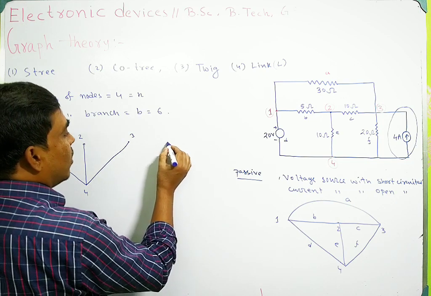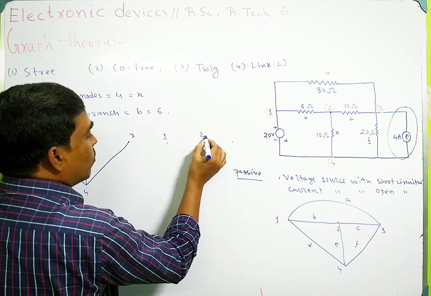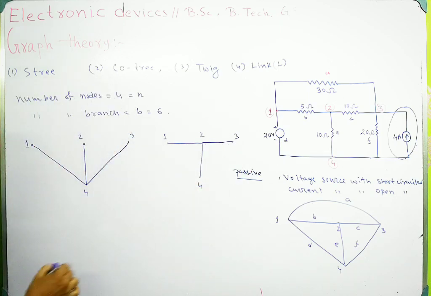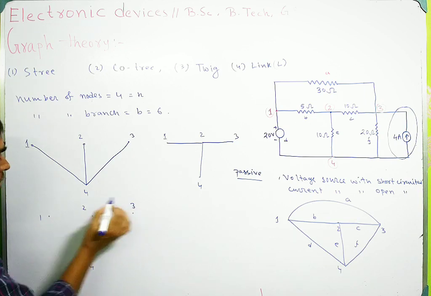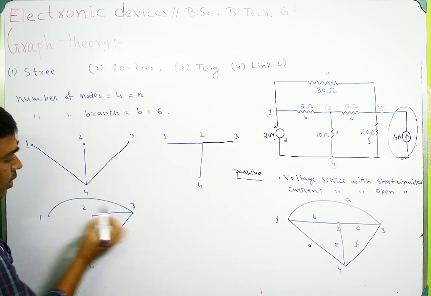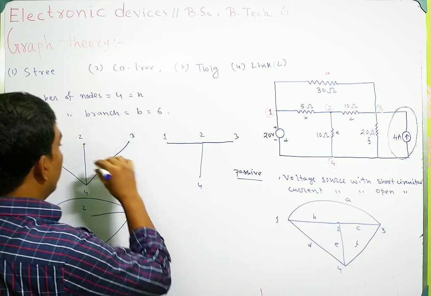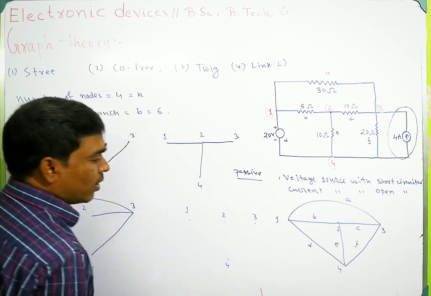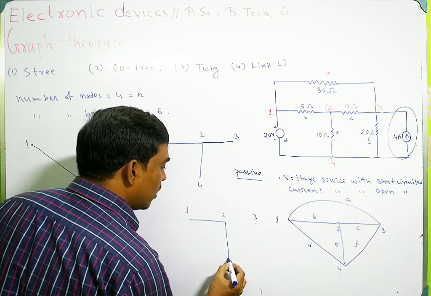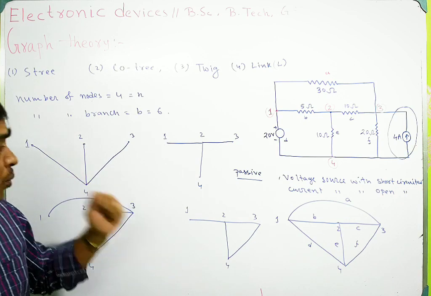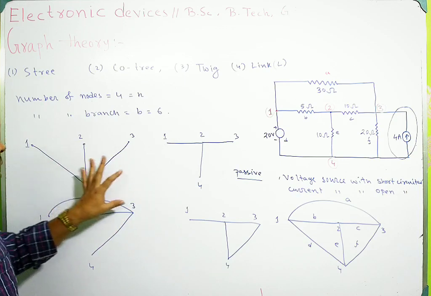You can connect these 4 nodes in this way. In this way, you can connect these 4 nodes. In this way, you can connect these 4 nodes, 1 2 3 4. You can connect these 4 nodes in this way.